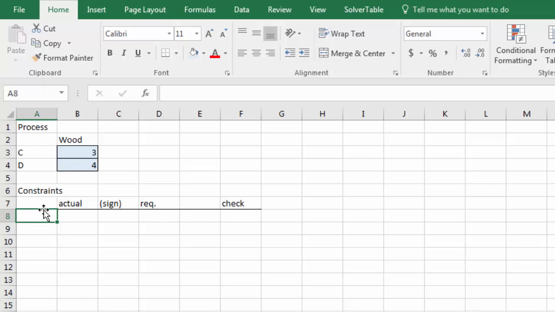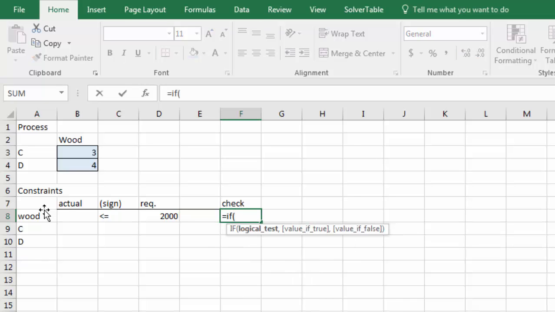So we've got a constraint on wood and chairs. The chair constraint is tied into the quantity of desks, so we'll put a space for both of them. The sign on wood, of course, is less than or equal to the available amount, which is 2,000. And our check there is going to be: if actual wood used is less than or equal to the constraint amount, we'll tell Excel to say OK, and if it's not, we'll use our conventions here.